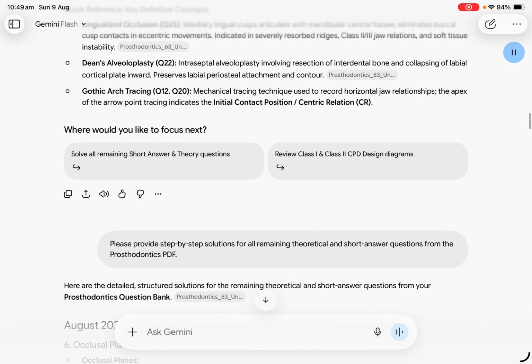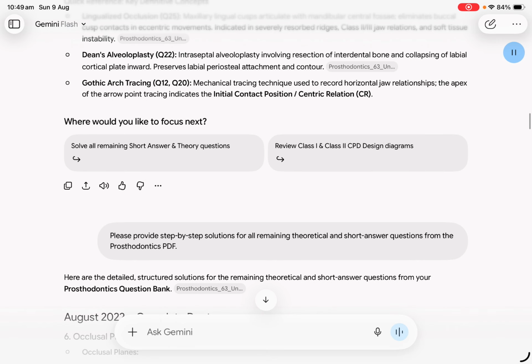Where would you like to focus next? Solve all remaining short answer and theory questions.